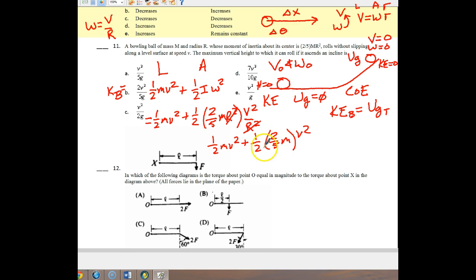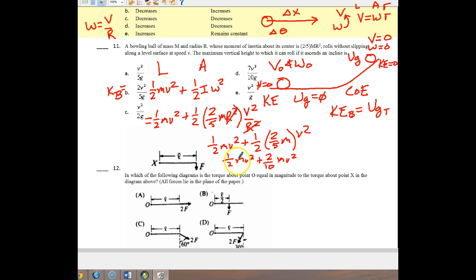Let's go ahead and multiply these. So we have 1/2 times mv squared plus 1/2. Oops, sorry. I want to go ahead and multiply here. So I'm going to take that 1/2 and multiply it times 2/5. That gives me 2 over 10 mv squared.